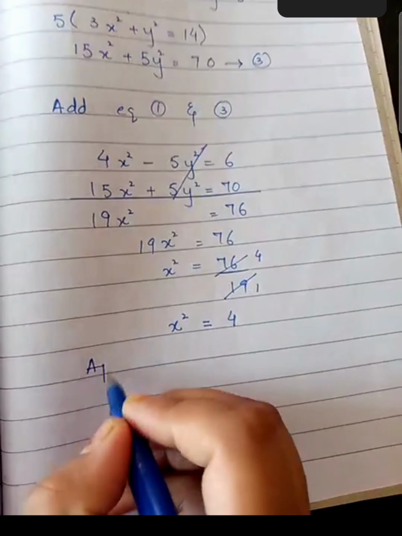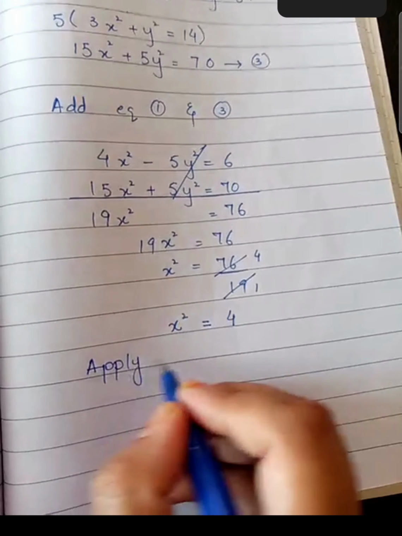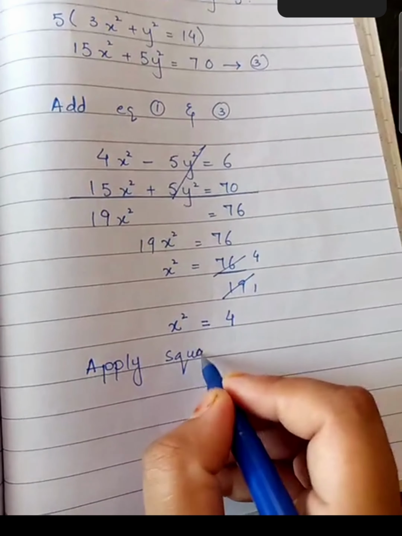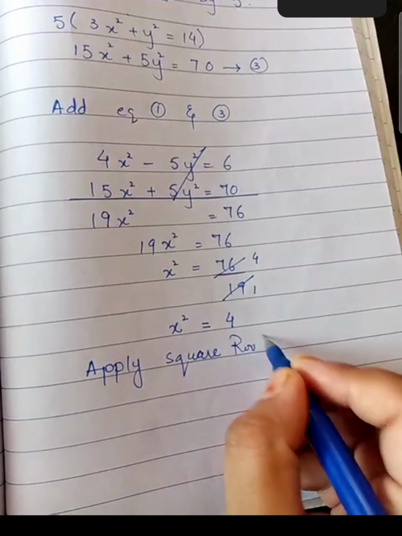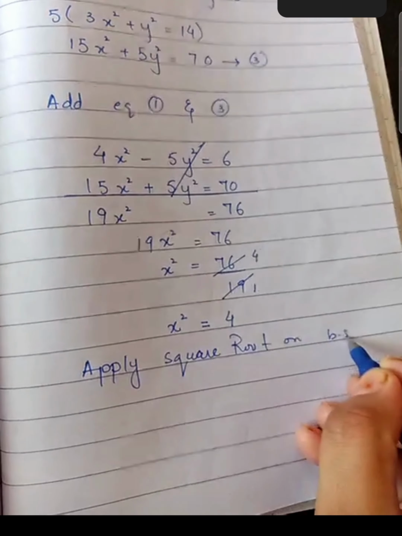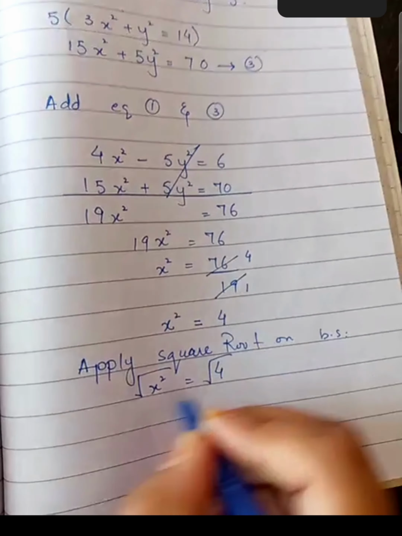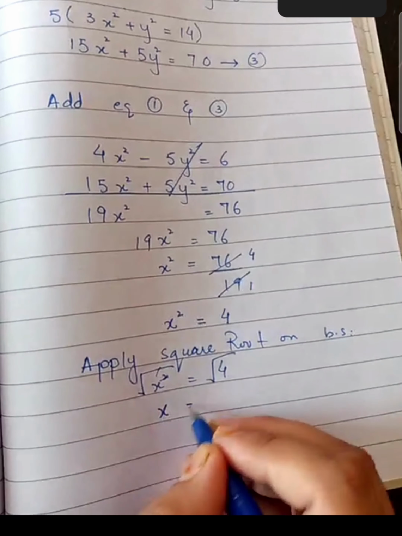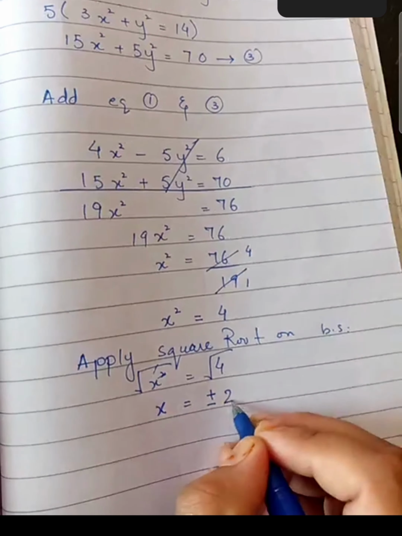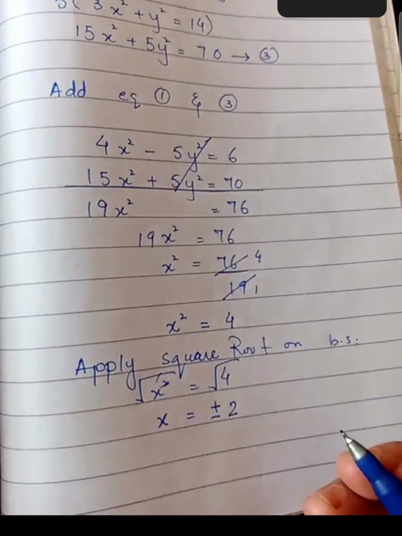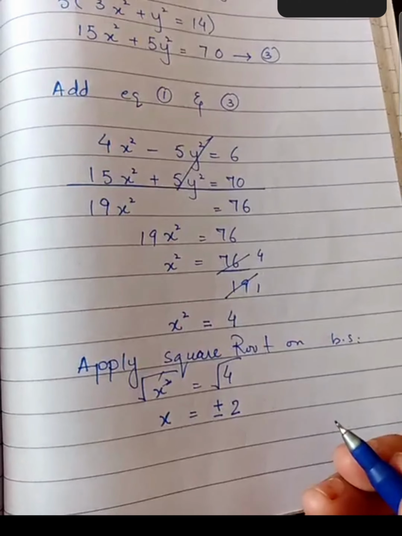To find out the answer for x, you will apply square root on both sides. Apply square root on both sides. So you will say x square root is equals to 4 and square root. The square and square root will be cancelled out. It is plus minus 2. Okay? Answer for x we got here.